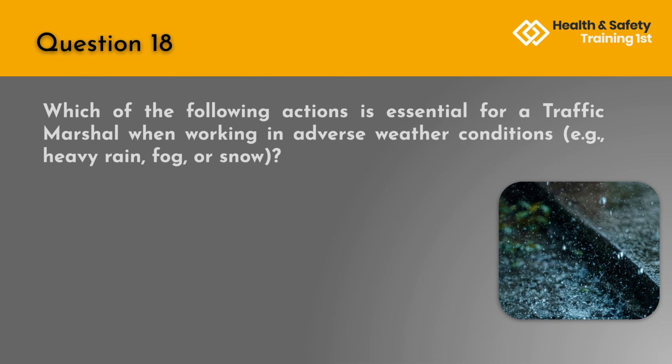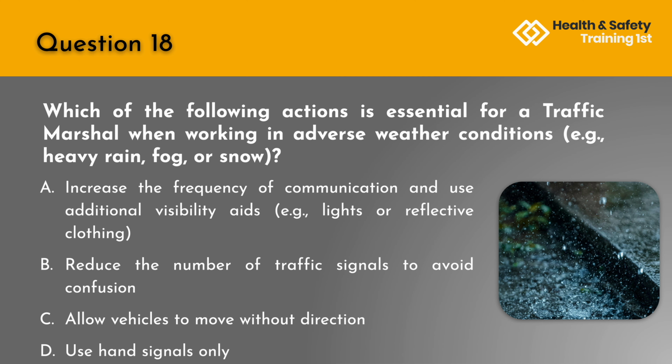Question 18. Which of the following actions is essential for a traffic marshal when working in adverse weather conditions like heavy rain, fog, or snow? A. Increase the frequency of communication and use additional visibility aids like lights or reflective clothing. B. Reduce the number of traffic signals to avoid confusion. C. Allow vehicles to move without direction. Or D. Use hand signals only.